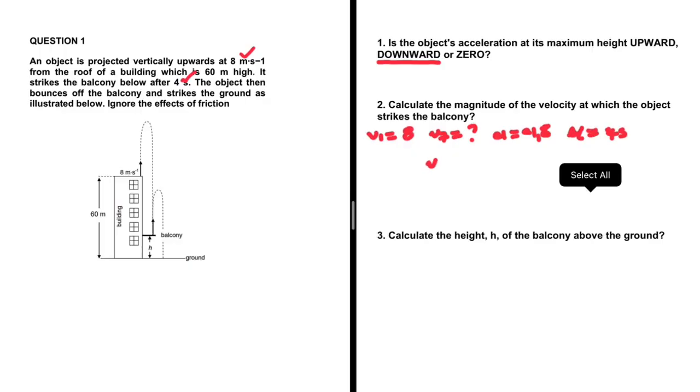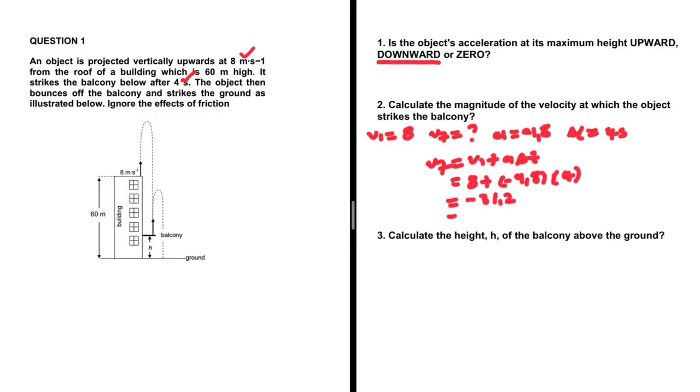Well, Vf is equal to Vi plus a delta t. Taking up as positive, if we substitute, we're going to have 8 plus the acceleration, which is minus 9.8, multiplied by delta t. It's a scalar, so it's always positive. Minus 31.2, which is just equal to 31.2 meters per second. The question says calculate the magnitude, so we don't have to worry about the direction. We can just leave the answer as it is.